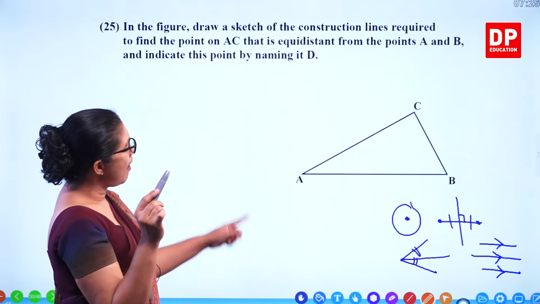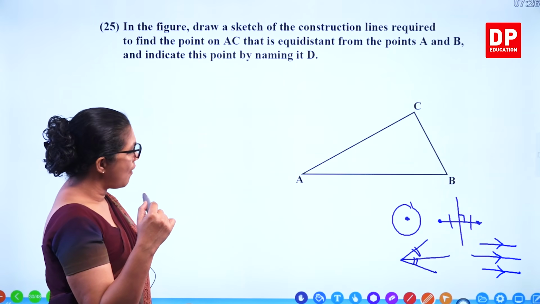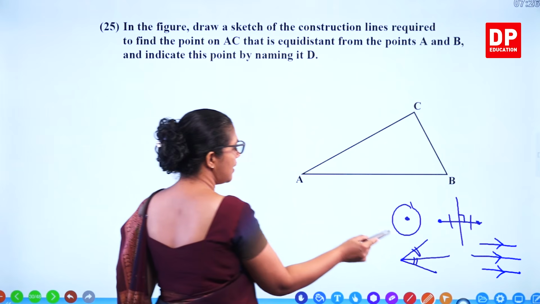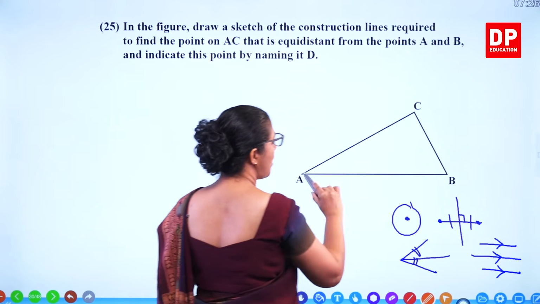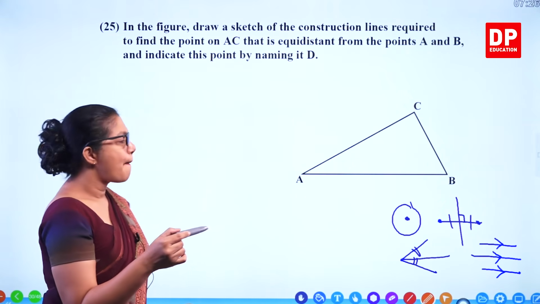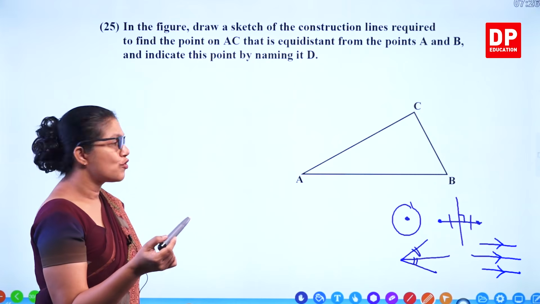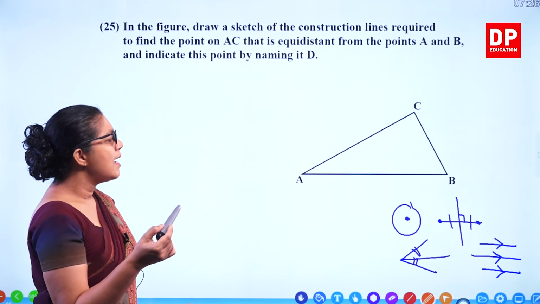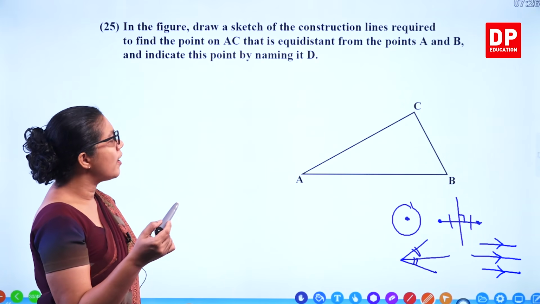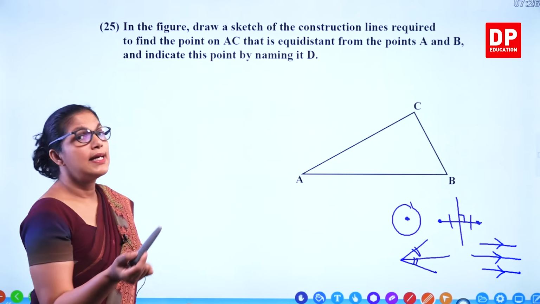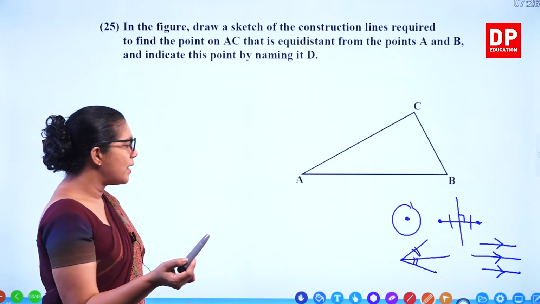Now which one do you have to apply here? You have to apply the second one, the perpendicular bisector. So what you have to do, you have to draw the perpendicular bisector and find out the intersecting point with AC. That's the D point. So we'll do it.